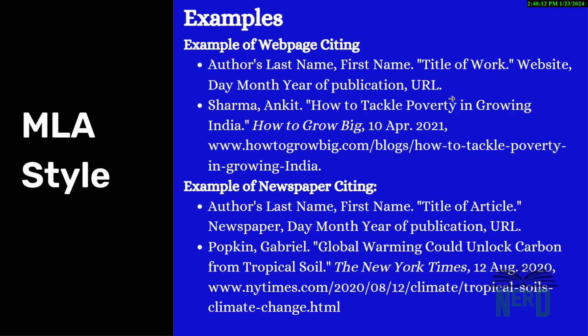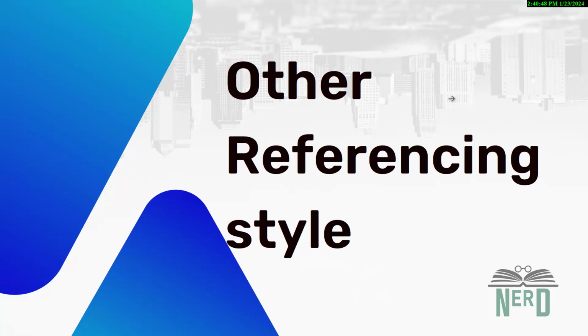Suppose you are citing a newspaper. Again, last name first, then the first name, then the title of the article, and then the newspaper. So for example, you can see here Popkin, Gabriel, full stop, Global Warming Could Unlock, which should be in quotation marks, then where it was published, which newspaper, the New York Times, in italics, when, the date, and then full stop, and 2020. And then we have given the link. So that is all about that thing.